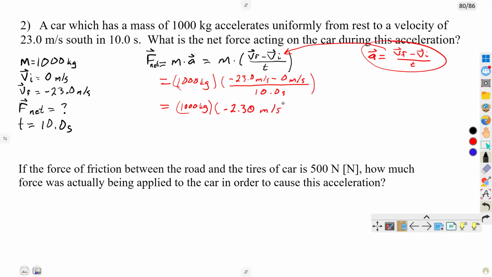meters per second squared. And that's going to give us a net force of negative 2,300 newtons. Let's keep our sig digs. We need to have them at 3. So negative 2.3 times 10 to the 3 newtons.